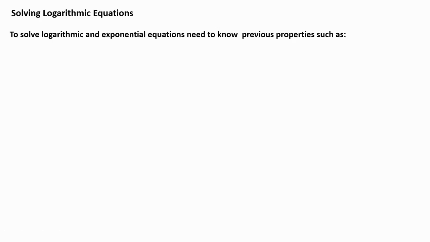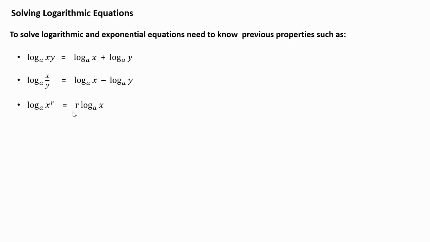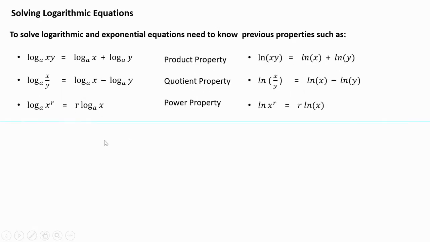To solve logarithmic equations and exponential equations, you need to know previous properties, such as these. These are the properties that you need to know, or the LN property. Okay, so let's begin with the example. You guys recall example 23, right? When we had this one, we had to find the same base. We can do it another way.